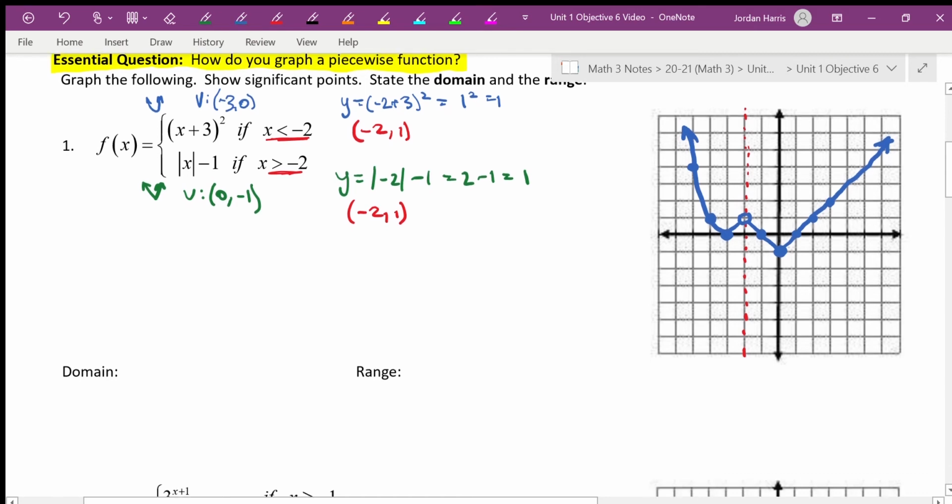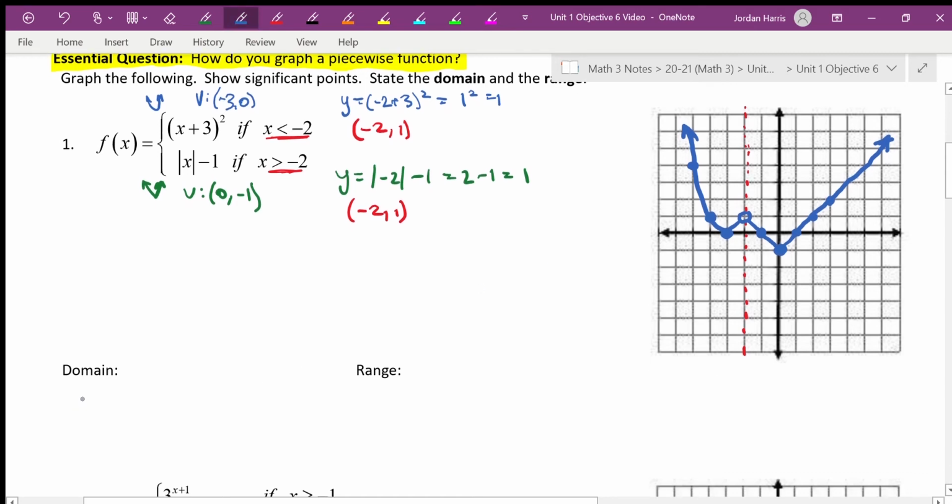That's important when we're writing our domain. I'm going left forever, so -infinity, because it's the negative side. And I have a hole at -2. So when we write a hole, we go up to -2, not including it. Then just past -2, not including it. And then how far right do I go from there? Positive infinity.